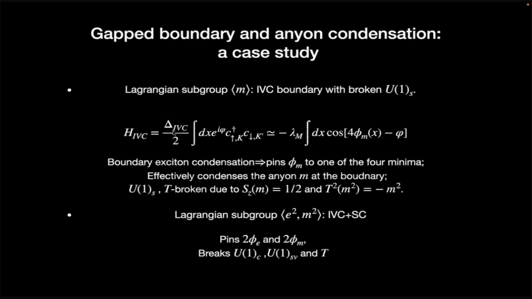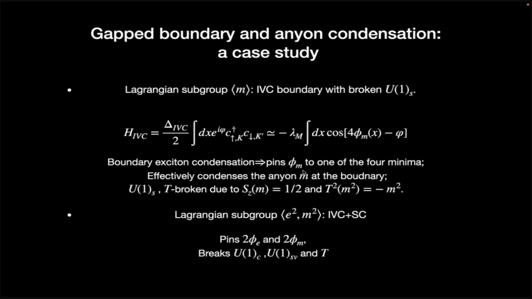If we consider an intervalley coherence Hamiltonian as a boundary, which condenses the exciton in the system, then in the bosonization picture this actually becomes a cosine for the phi_n field. This means that if the coefficient is large enough, this phi_n field would be pinned to one of the four minima, and so this effectively condenses the anyon M at the boundary. So this is kind of a dual to the E condensed boundary. This condenses the M particle at the boundary.